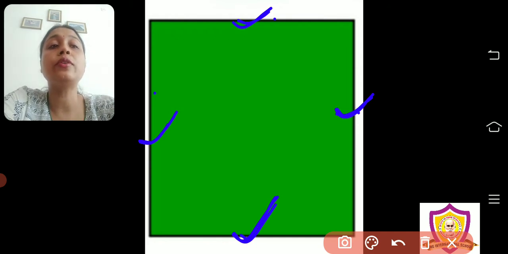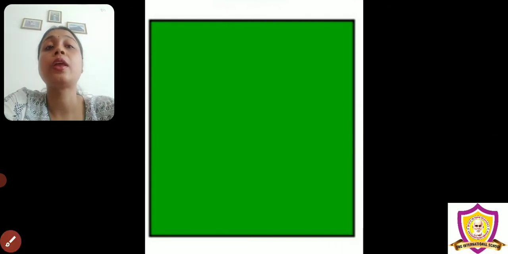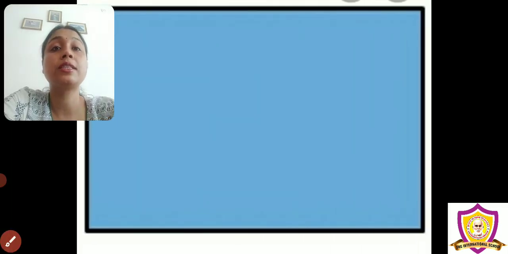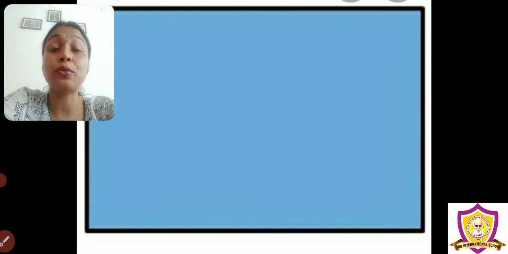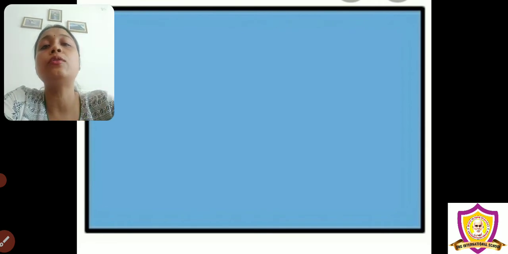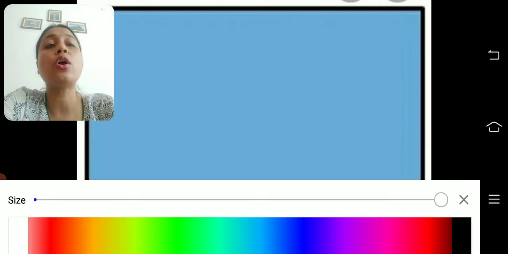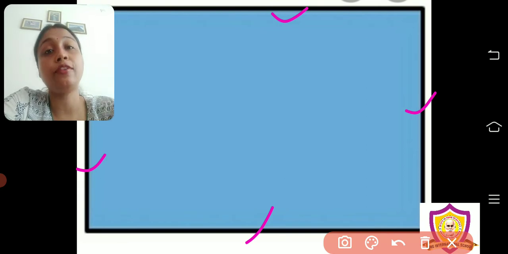Now we will go to the next shape, that is rectangle. Now you will ask me, ma'am, square has 4 sides and rectangle is also having 4 sides, right? When we count, we will see rectangle is also having 4 sides. 1, 2, 3, 4. Then what is the difference between square and rectangle?